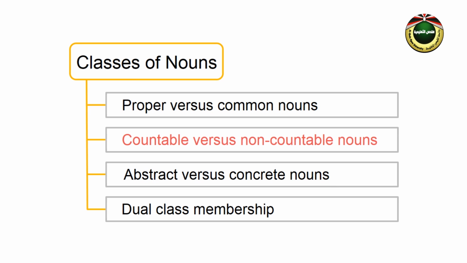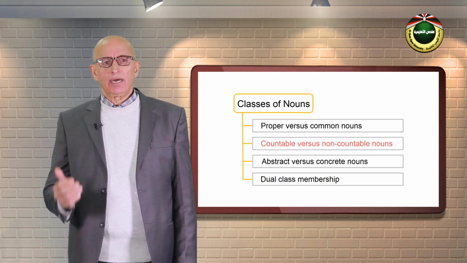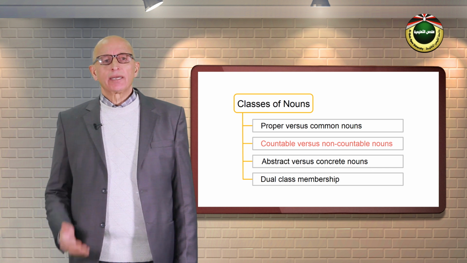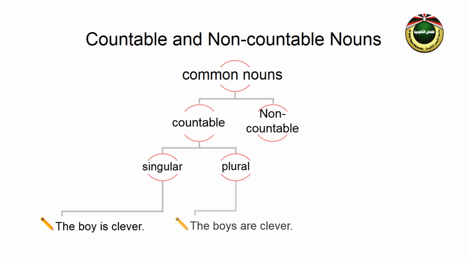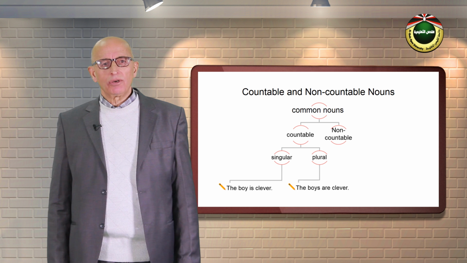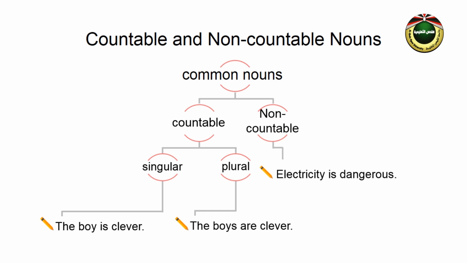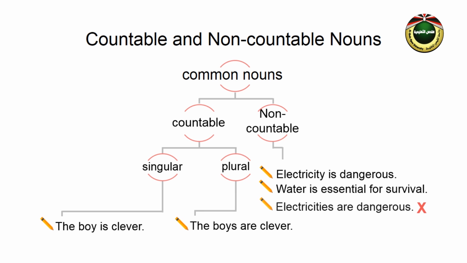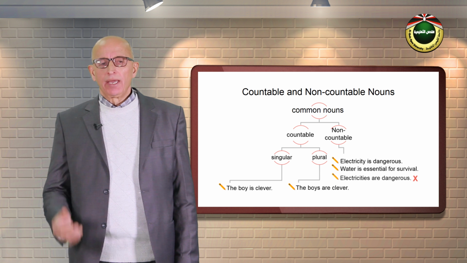Countable and non-countable nouns. All common nouns are either countable or non-countable. Countable nouns have 2 forms, singular and plural, whereas non-countable nouns have 1 form. Examples on countable nouns. Number 1, A, the boy is clever. B, the boys are clever. Examples on non-countable nouns. Number 2, A, electricity is dangerous. B, water is essential for survival. It's wrong to say electricities are dangerous.